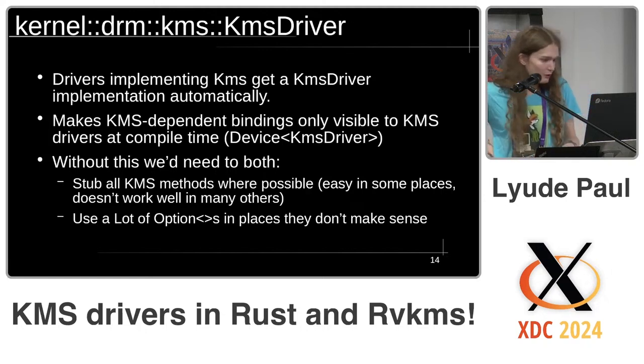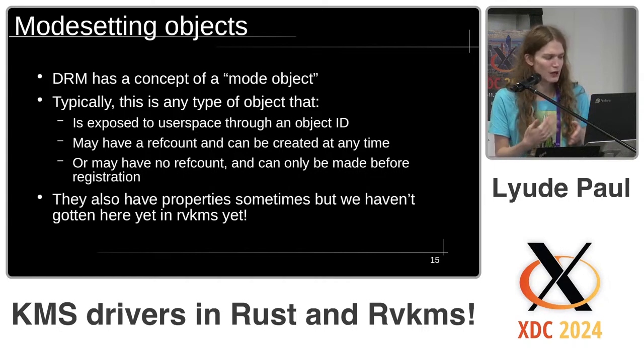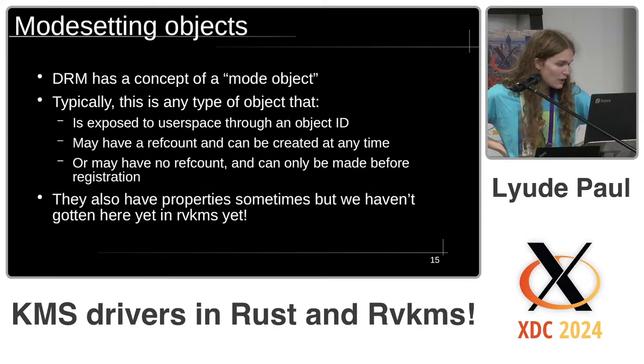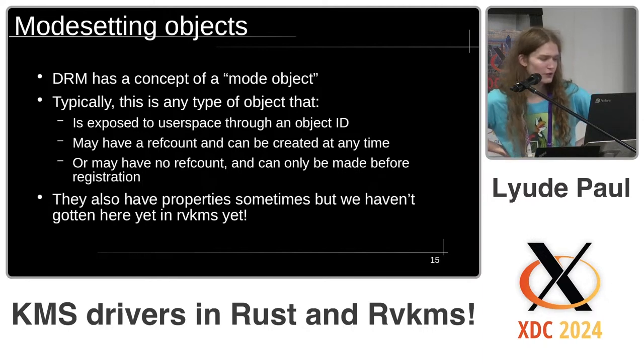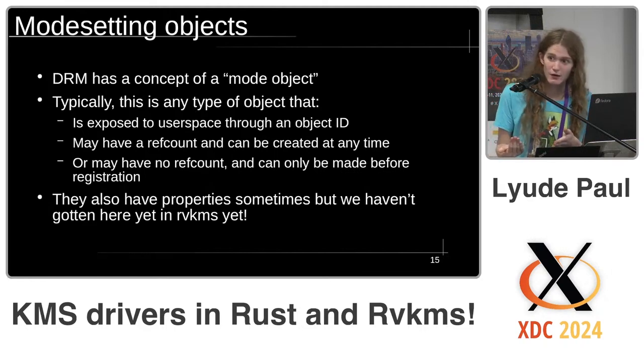So the first part of this is mode objects. DRM sort of has a concept of a mode object where it's basically an object that is exposed to user space through an object ID. It might have a ref count, but it might not, and it can be created at any time. Ones without ref counts can only really be made before registration, though. They also have properties, but we haven't really gotten there in the Rvkms quite yet, so not going to really go over that very much.